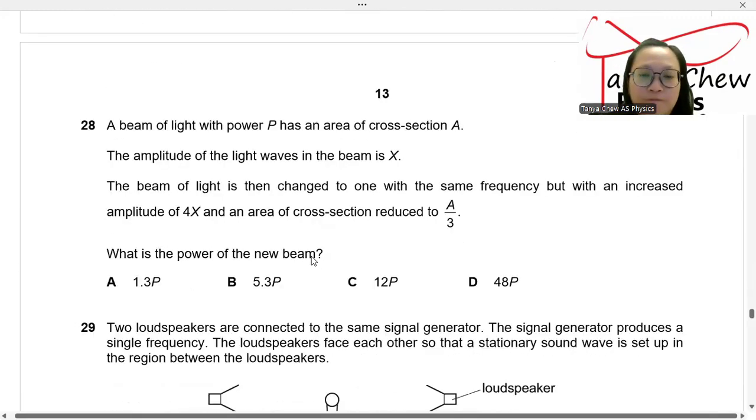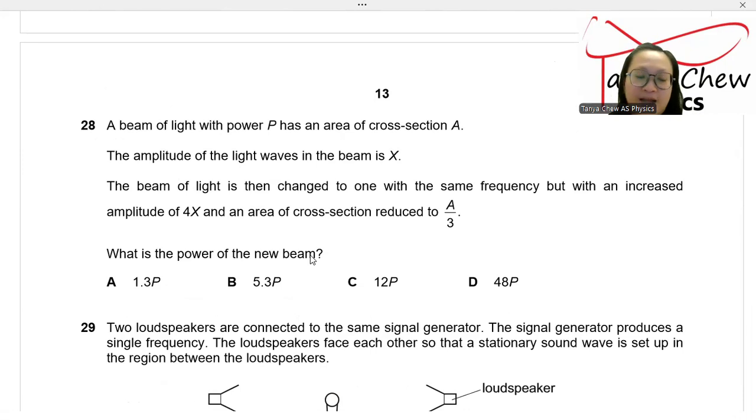Okay, 28. A beam of light with power P has an area of cross-section A. Amplitude of the light waves in the beam is x. The beam of light is then changed to one with same frequency but with an increased amplitude of 4x and an area of cross-section reduced to A over 3. What is the power in the new beam?